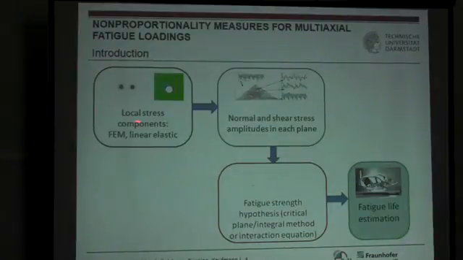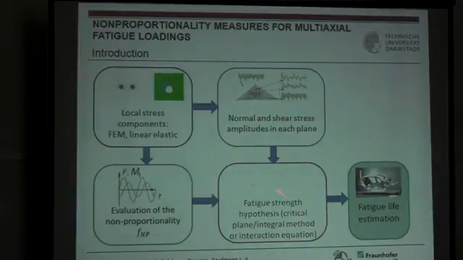Let's see how it should work. There are some local stress components, and then in each plane some normal and shear stress components can be computed. These are used as input into a fatigue life hypothesis, and then fatigue life estimation occurs. But as I said previously, in case of non-proportional loadings, the usual hypothesis will be much too non-conservative. So there is one more step which evaluates the non-proportionality.